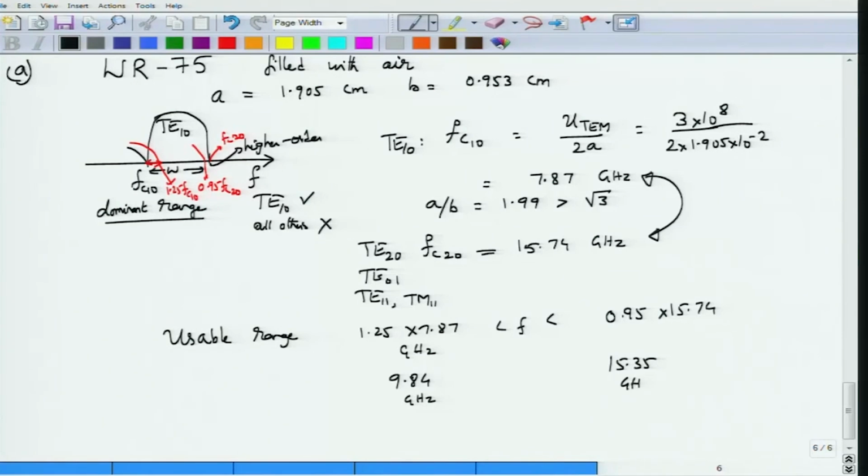So you have about 5 gigahertz of bandwidth roughly, and this is the bandwidth over which only TE10 modes can be propagated, or in the frequency range only TE10 modes exist, and they would propagate with whatever the characteristic propagation for TE10 is concerned.